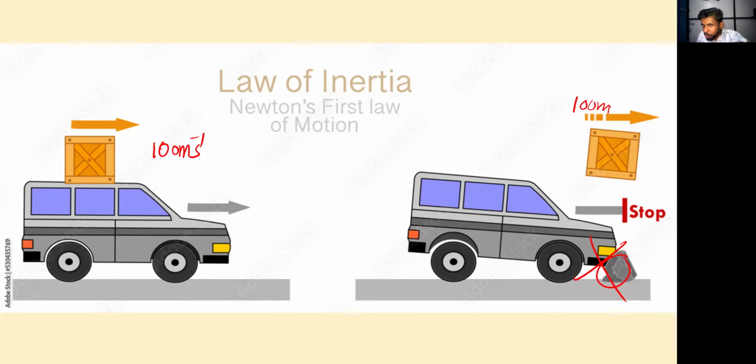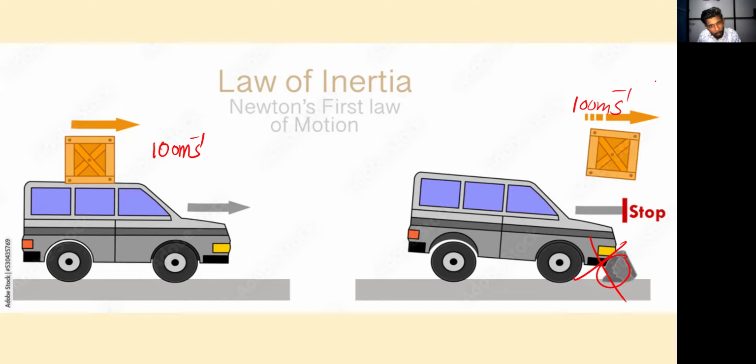But it seems that the box is going to jump out, right? Actually, no. The box is not jumping. We didn't apply any force to the box. The box is moving with the same speed. Newton said that until a force is applied, the bodies in motion, the bodies which are moving, will move with the same velocity. Nothing will happen to that box.